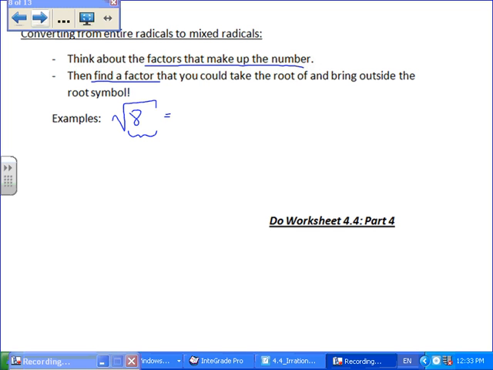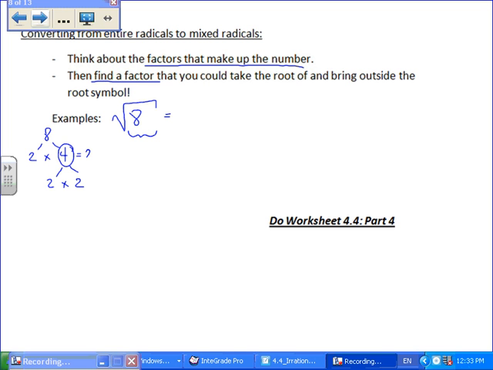So if it's a square root symbol, we're looking for a perfect square. If it was a cube root, we'd be looking for a perfect cube. So let's think about the factors that make up 8. And again, you could on your own, if you wanted to, do prime factorization of 8. 1 times 8 is one that we won't really use, but 2 times 4 is a factor pair of 8, and 4 is a perfect square because 2 times 2 gives me 4.